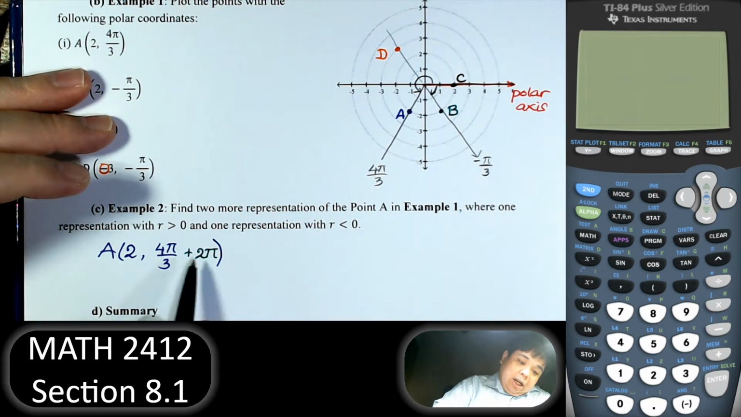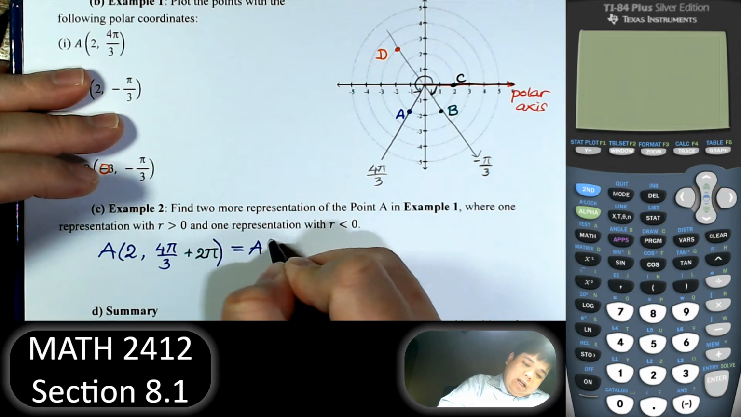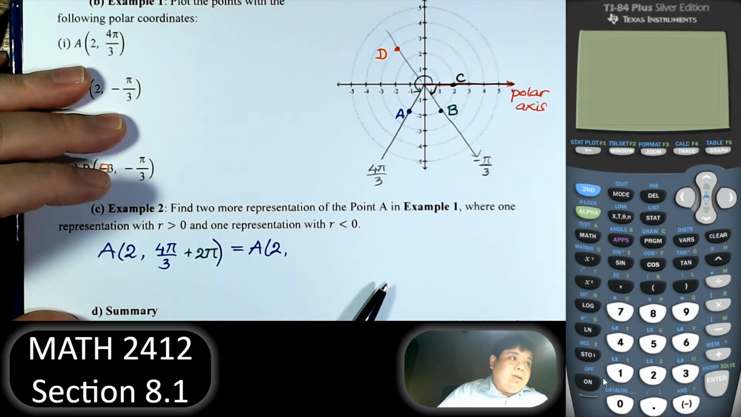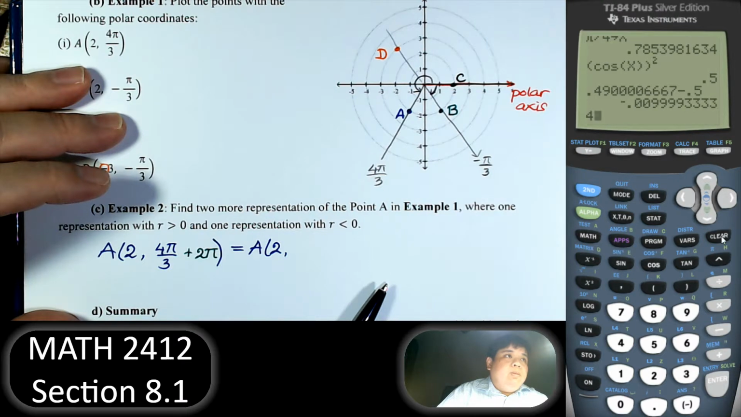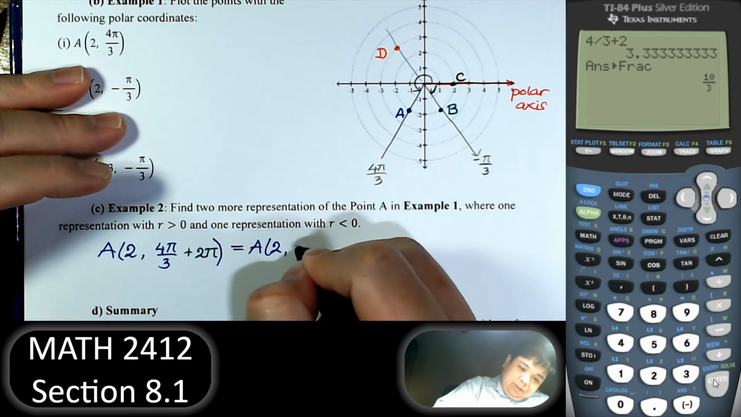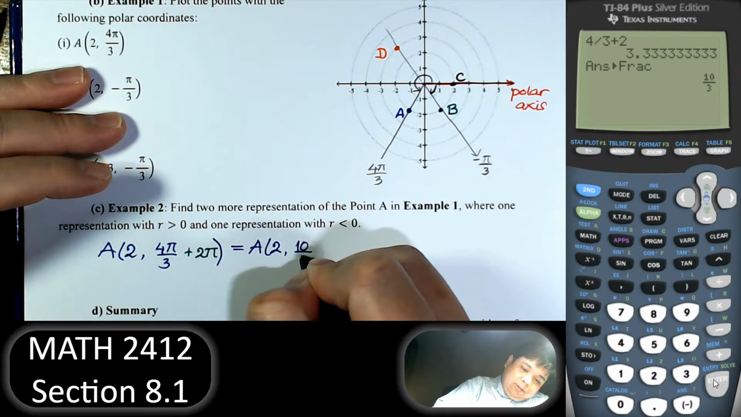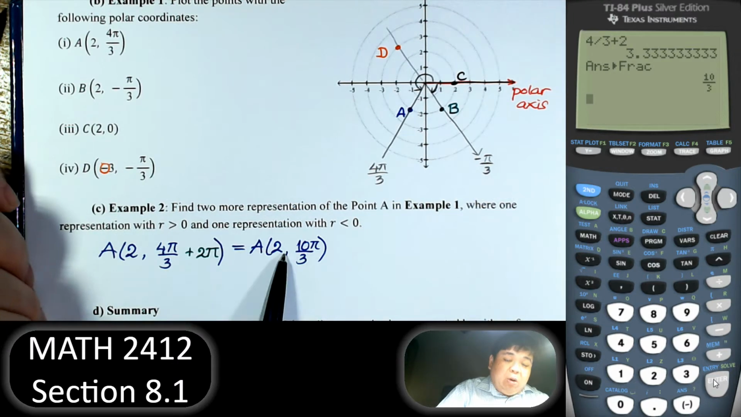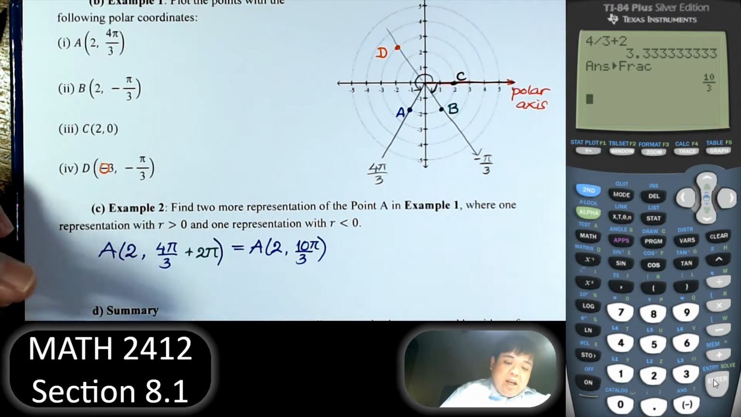Which is good. So that is the same as the point A, 2 and 4 pi over 3 plus 2 pi, and that is 10 pi over 3. So that is the coordinate. It's a different representation, but it represents the same point.